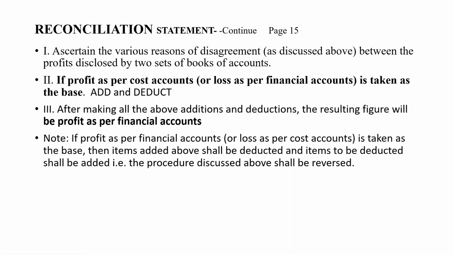Next is reconciliation in short. First, ascertain the various reasons of disagreement. Then, if profit as per cost accounts or loss as per financial statement is taken as a base, add and deduct the items listed above. After making these additions and deductions, the resultant figure will be exactly equal to the profit as per financial statement. The important thing is the base taken as the starting point. If profit as per financial accounts or loss as per cost accounts is taken as a base, then items added above shall be deducted, and items to be deducted shall be added. Reverse the procedure.